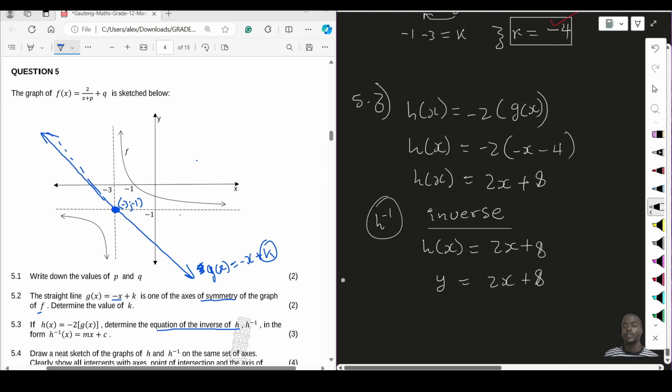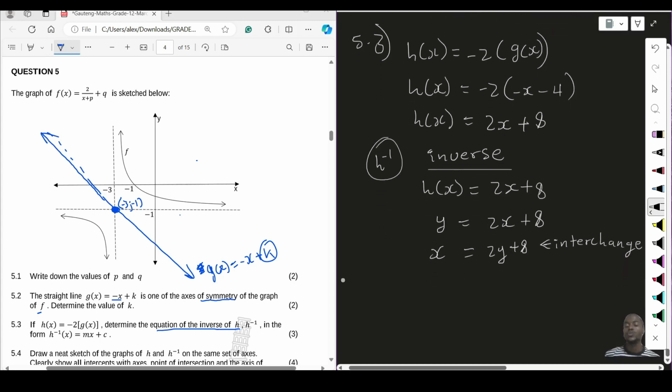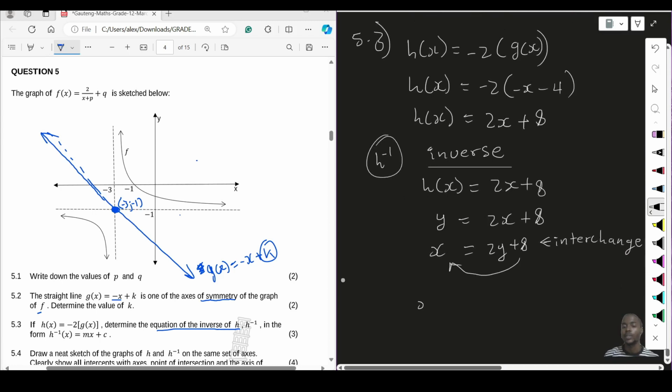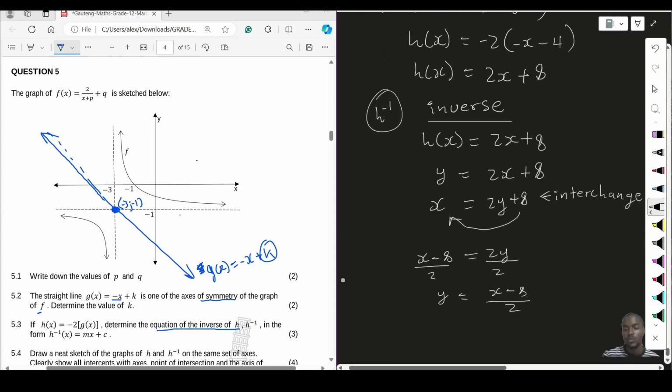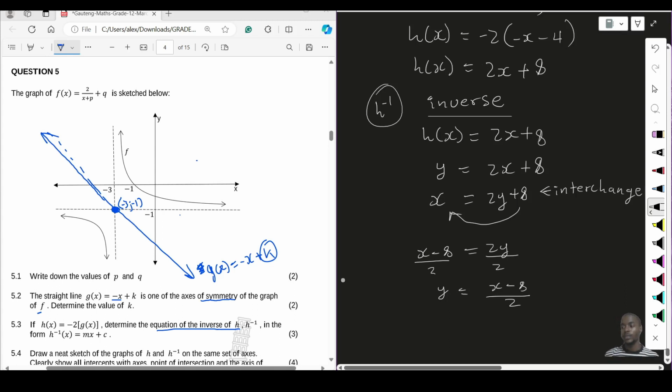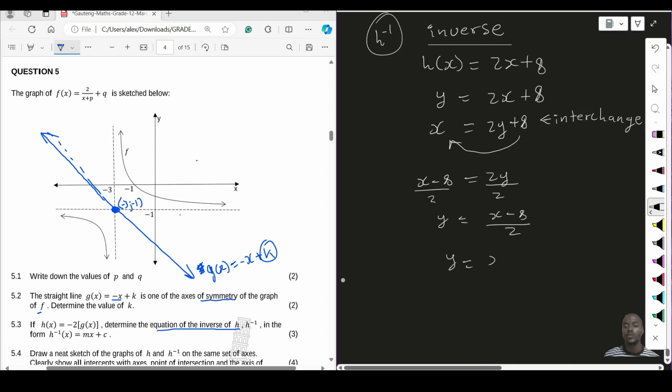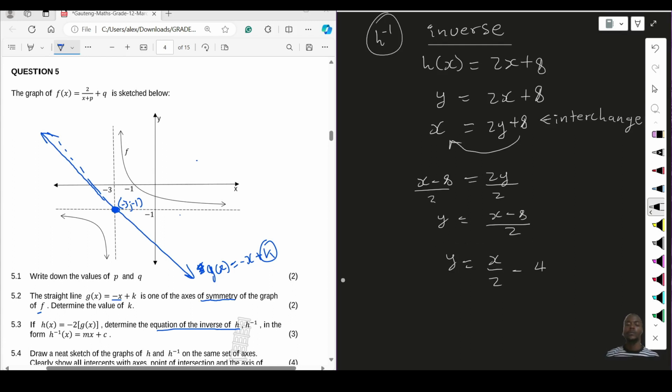Then we must interchange. So I'll write interchange. This step you must interchange. So y becomes x and x becomes y. Then this is plus 8. From there now you solve for y. You say transpose this 8 to this side, it becomes x minus 8 is equal to 2y. Then divide by 2 on both sides. Therefore, y is equal to x minus 8 all over 2. Then you can simplify further and say y is equal to x all over 2 minus 4. And this is the final answer. But we are not just talking about y, we are talking about h inverse of x. It's equal to x all over 2 minus 4. Then this is the final answer.